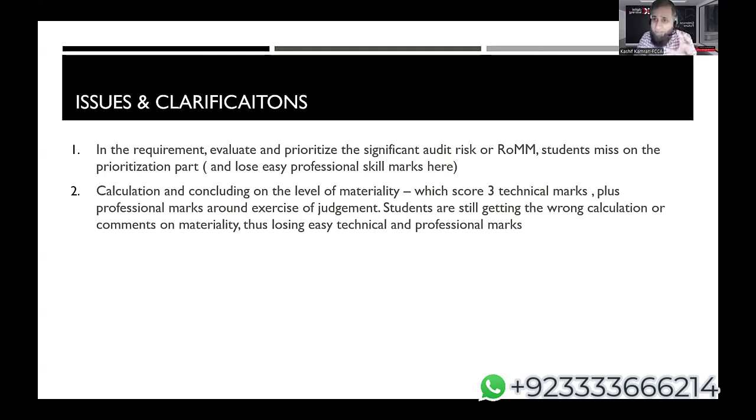You're scoring 3 technical marks. But because you exercise judgment, because you justified why I choose 5, why I choose 10, why I choose 7, for that you're getting professional skill marks as well. So that's an area of concern.